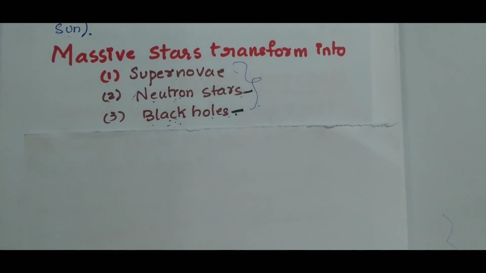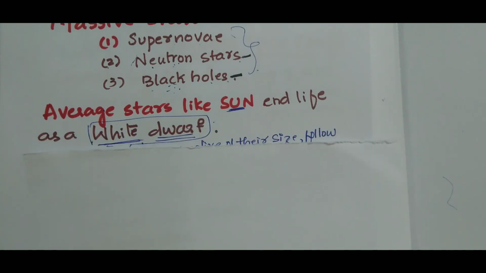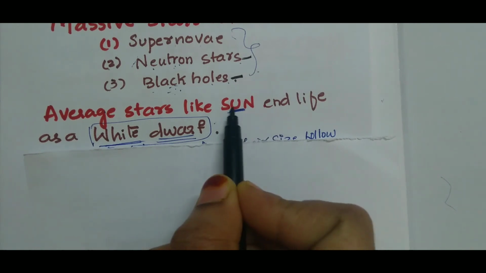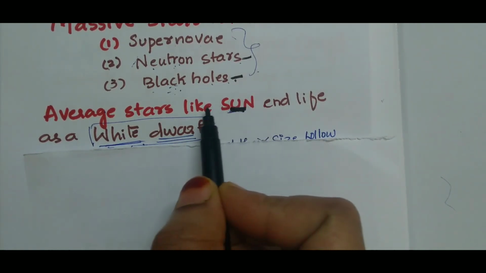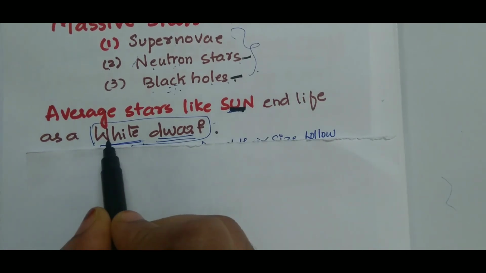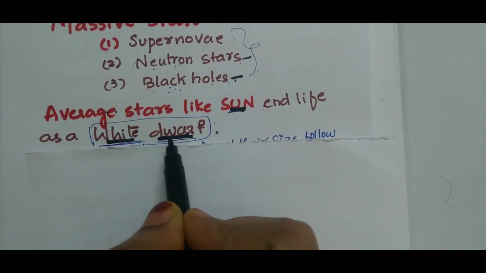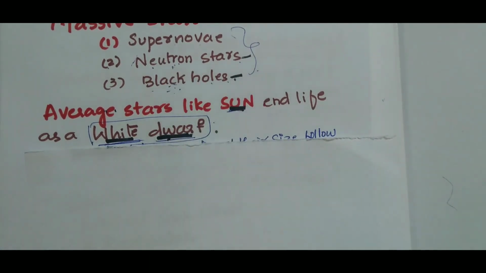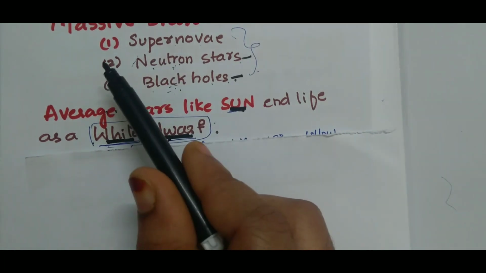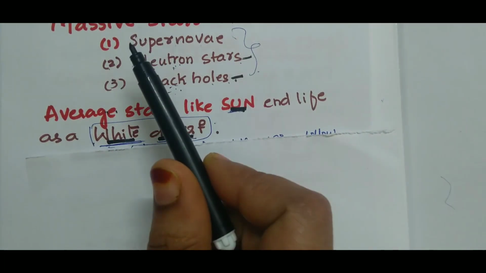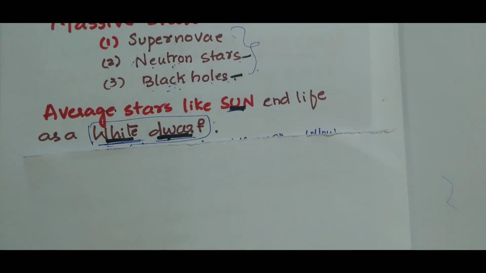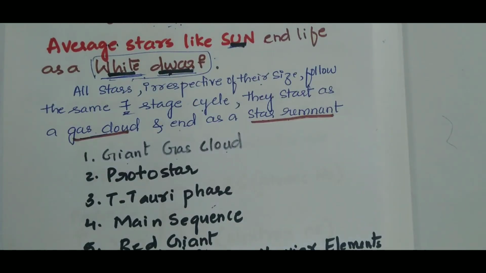Then, for your understanding, average stars, which are not massive, like the Sun, end their life as a white dwarf. We know the Sun is also a star, right? For an average star the end of life is a white dwarf, and for a massive star it is either a supernova, neutron star or black hole. Irrespective of size, whether massive or average, all stars go through 7 stages. Which are the 7 stages?